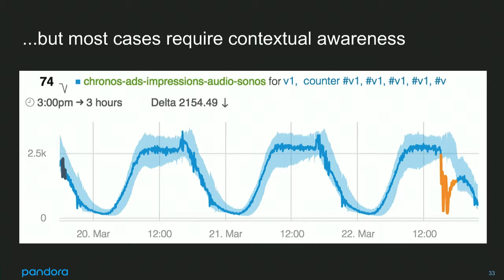So this is an example of an outage we had on our Sonos integration recently, where one of our internal ad servers determined that there was an outage, and we were able to respond to this quickly, based on the deviation from the expected trend, given where we were in the day and the number of users we had and things like that.